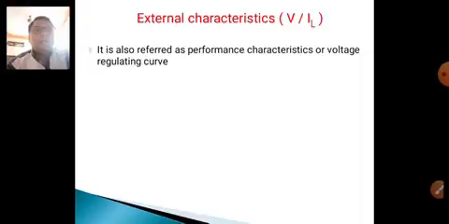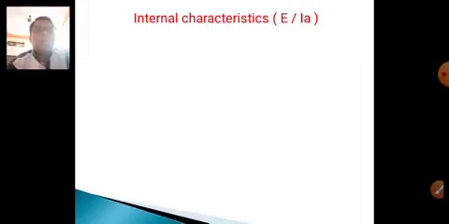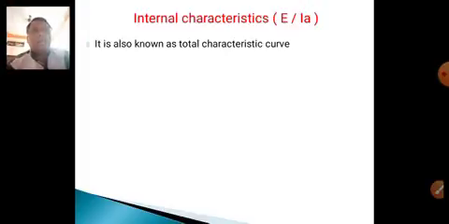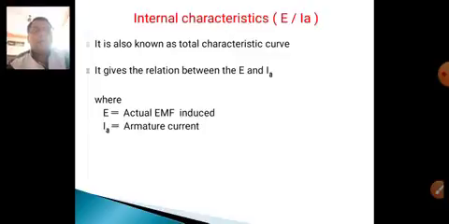External characteristics are drawn between, so what does external mean? It is also referred to as performance characteristics or voltage regulating curve. It is drawn between terminal voltage V and load current IL, where V equals terminal voltage and IL equals load current. Internal characteristics are drawn between the induced EMF versus armature current. It is also known as the total characteristics. Total means external characteristics plus some drop. It gives the relation between E and IA, where E equals the actual induced EMF and IA equals armature current.